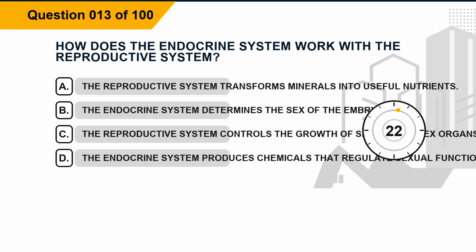Question 13. How does the endocrine system work with the reproductive system? Option A. The reproductive system transforms minerals into useful nutrients. Option B. The endocrine system determines the sex of the embryo.